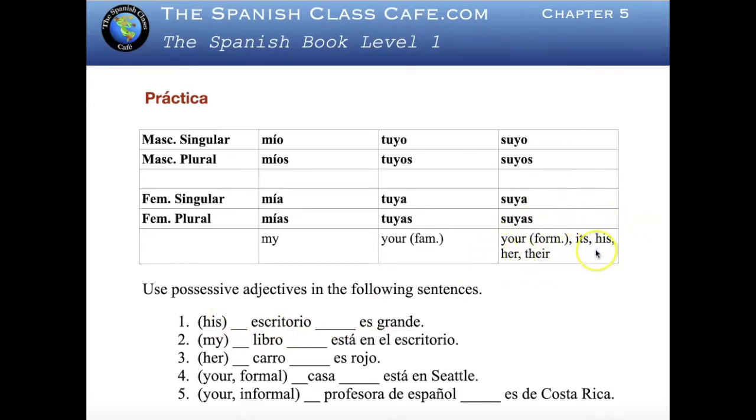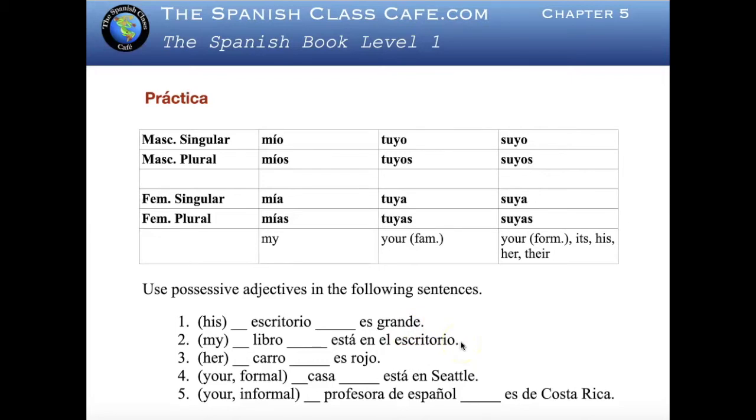And you have to find the singular. That is suyo and masculine, right? Because it's matching the gender of the noun. Remember, this is about adjectives and they refer to the noun. There will be el escritorio suyo es grande. His desk is big.